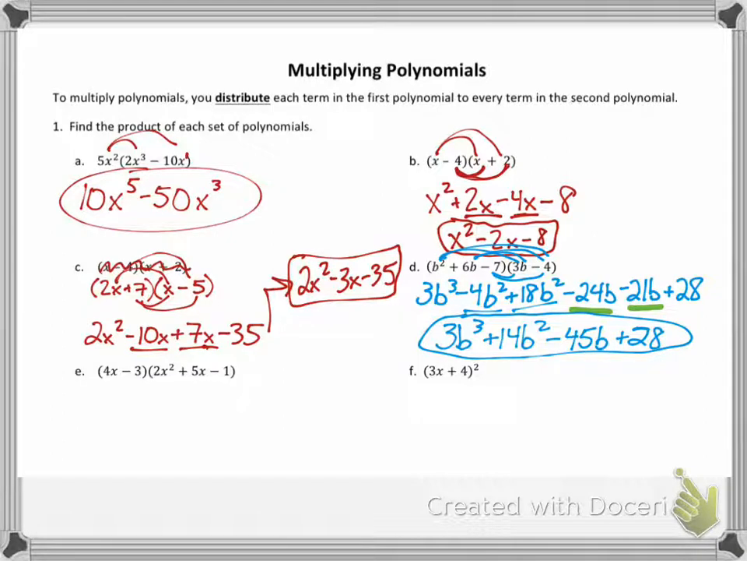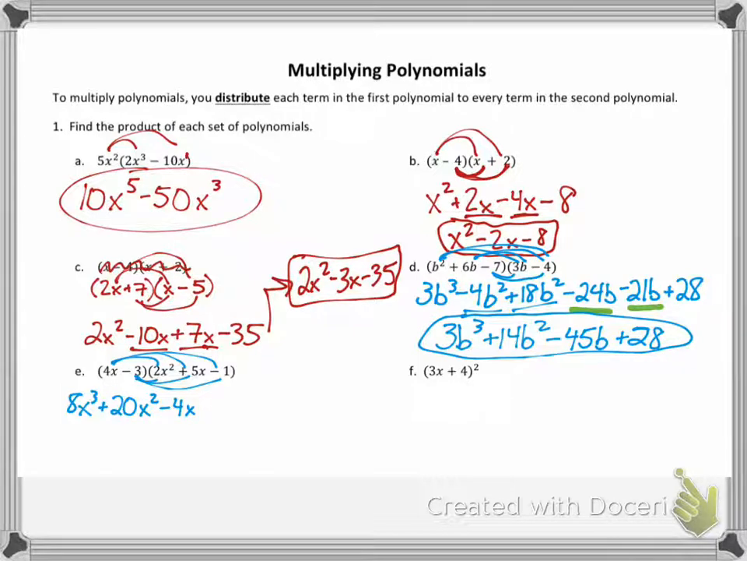So with E, here I just have it in a reverse order, where I have the binomial first, and that's okay too. So I'm going to just go ahead and take whatever's from the first term, distribute it to the second. So 4x times 2x squared gets me 8x cubed. 4x times 5x gets me 20x squared. 4x times negative 1 gets me negative 4x.